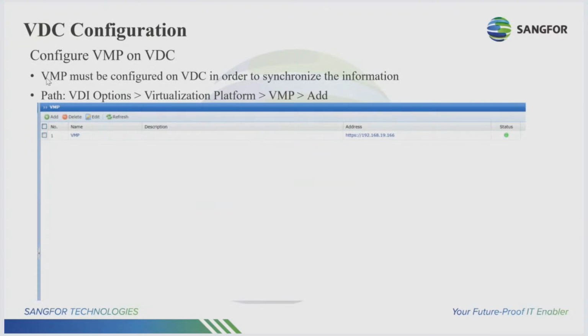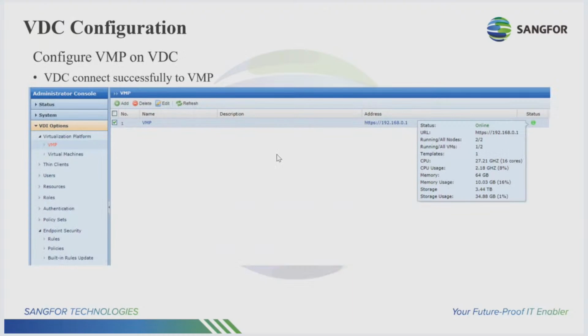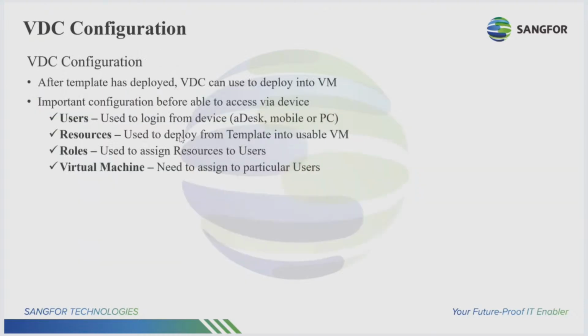First, the VMP must be configured on VDC in order to synchronize the information. In the VMP, we need to add the VMP platform management address. And here, create the URL, username, and password. Then the VDC will synchronize all information to the VMP. And then the important configuration before being able to access web desktop: we need to create users, create resources, create roles, and then do some settings for virtual machines.